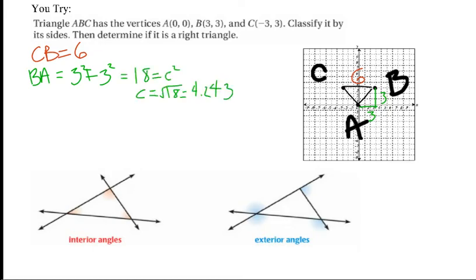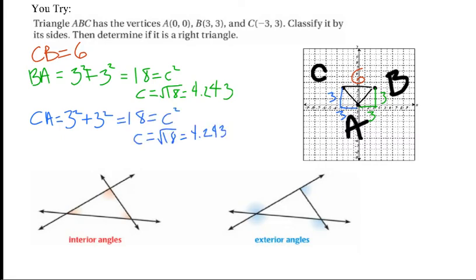So next we're going to do the same thing for CA. For CA, we also get 3 and 3 for the two sides of the triangle that make up that side in the black triangle. So we get 18 again and 4.243 for the length of that side. Since we can obviously see that two sides in our triangle will be congruent, we have an isosceles triangle.